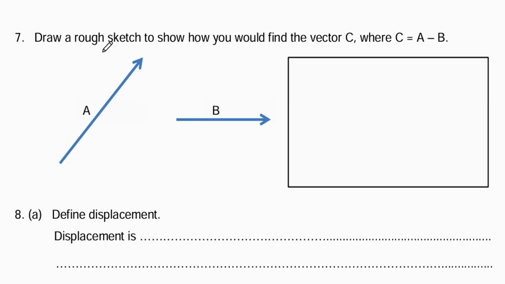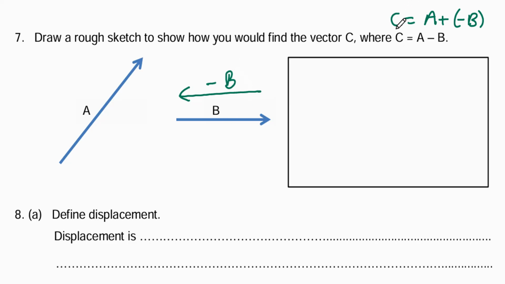It says here, draw a rough sketch to show how you would find the vector C, where C equals A minus B. The first thing we're going to do here is to rewrite this equation. So I'm going to write it as C equals A plus negative B. So from this we can see that the vector C is a sum of the vectors A and negative B. In other words, C is the resultant of A and negative B. What does the vector negative B look like? It has the same magnitude as the vector B, but in the opposite direction.